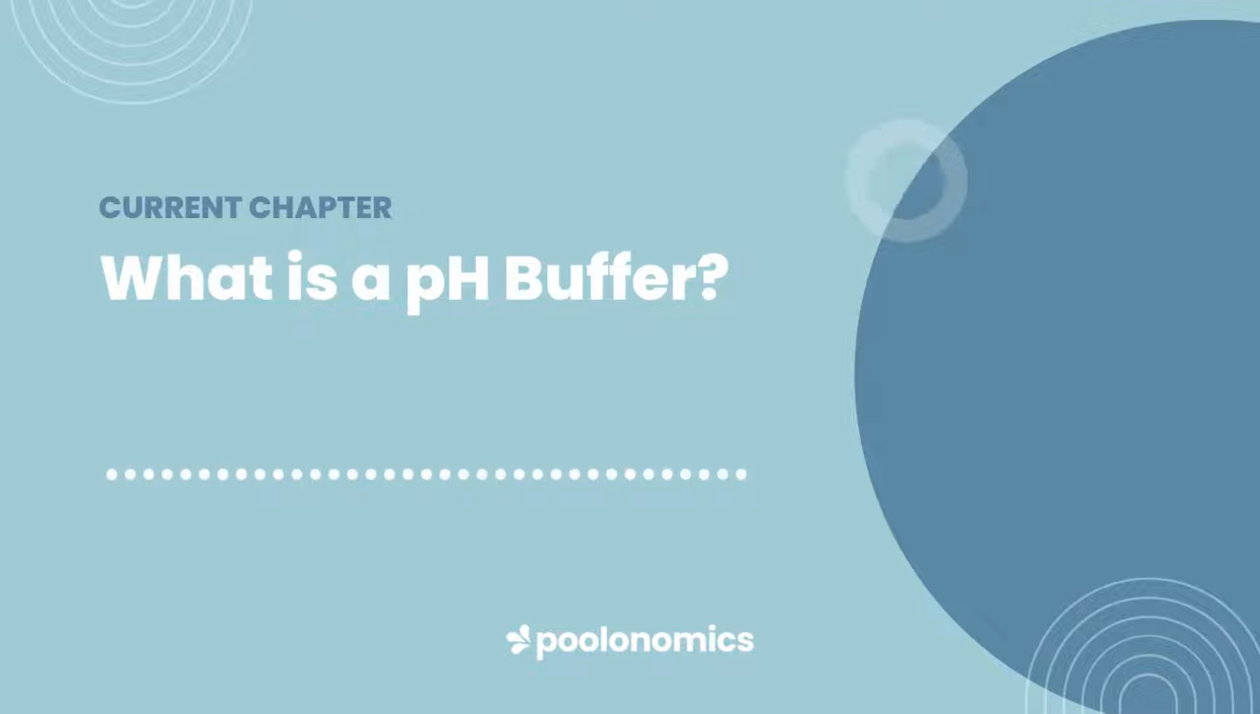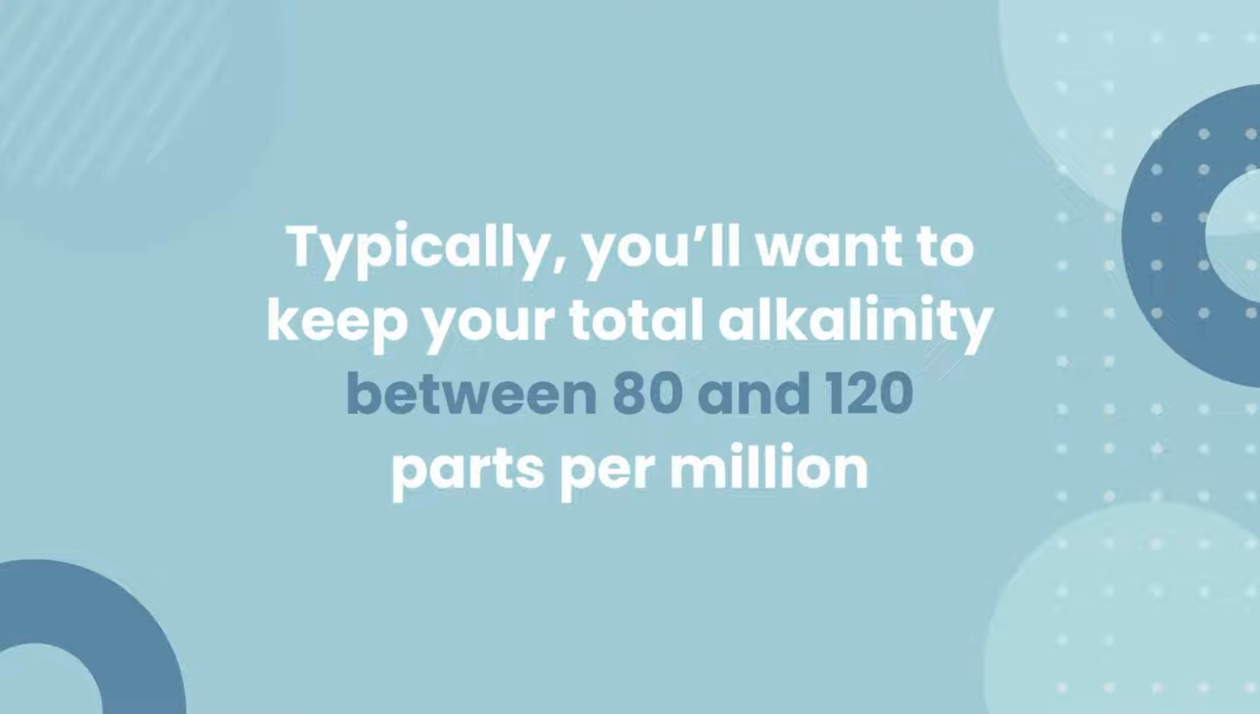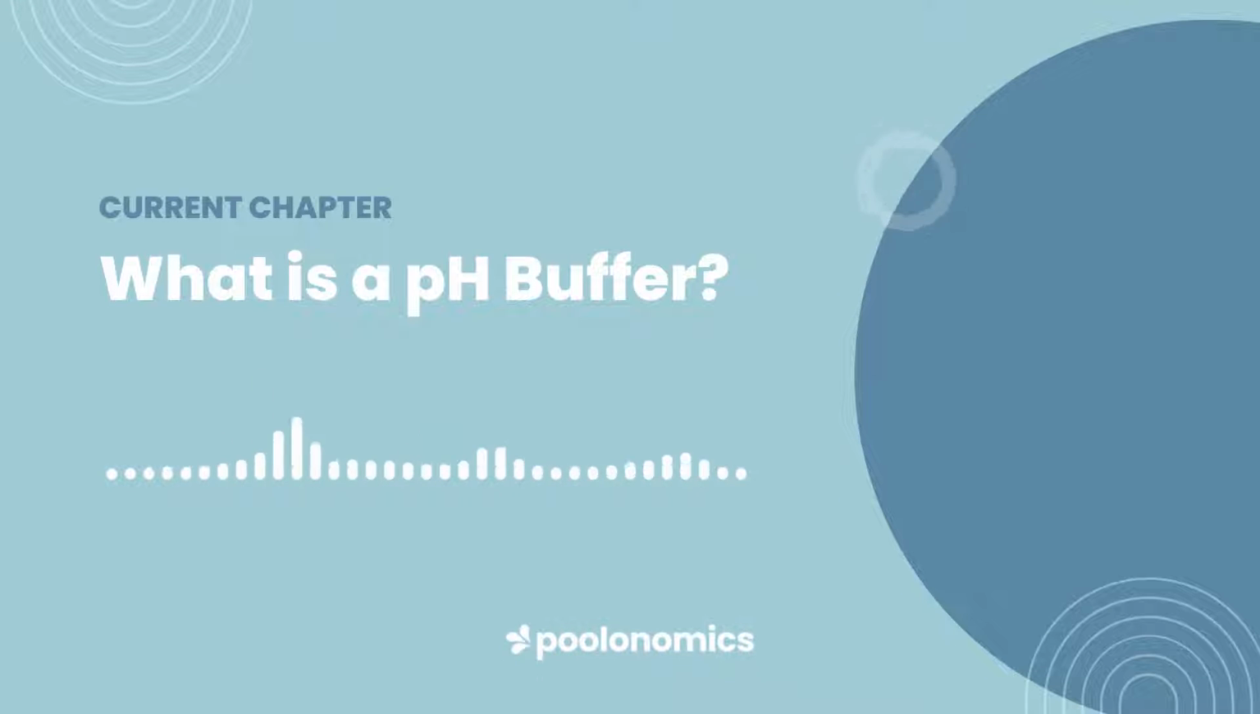What is a pH buffer? A pH buffer helps to stabilize your pH, keeping it within the ideal range. Total alkalinity is your primary buffer. It serves as a kind of shield for your pH level, absorbing acids in the water before they have a chance to lower your pH. Typically, you'll want to keep your total alkalinity between 80 and 120 parts per million to ensure your pH has a suitable buffer. Borates, in the form of borax or boric acid, also buffer pH. Unlike total alkalinity, borates are more effective at buffering against a pH increase and are mostly considered optional.